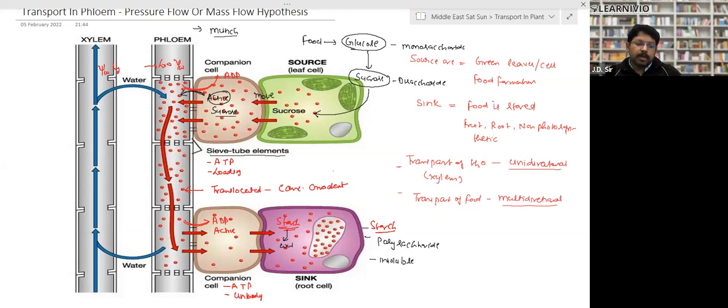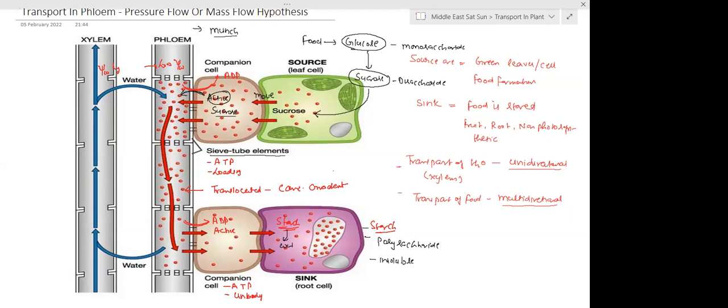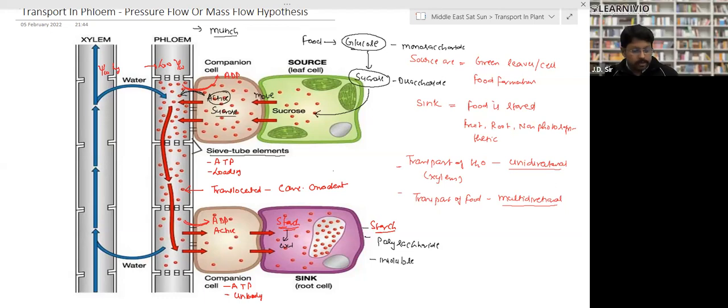This was the complete mass flow hypothesis, right? Tell me, guys, is it clear? Yes, sir. Okay, so this was all about the pressure flow, and this was all about this chapter, transport in plants. Is it clear to all of you? Yes, sir.